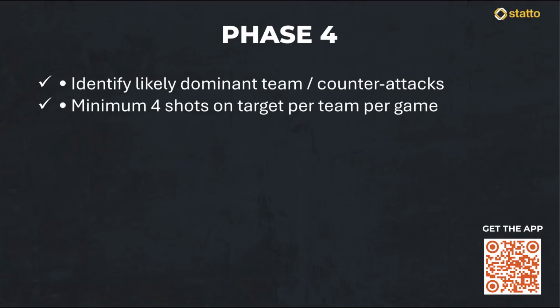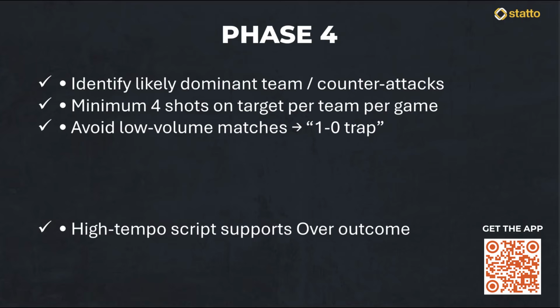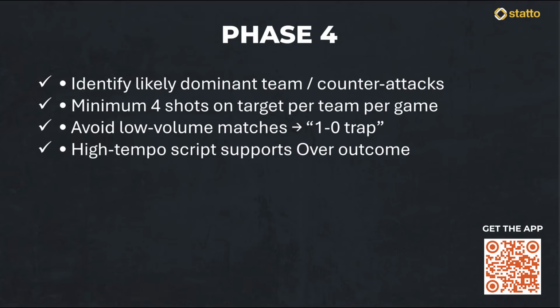This matters because even if one team is dominant, a single side can still land a 2-0 result on their own, which clears our over line perfectly. However, if you have 2 teams with very low shot volume, you are walking into a 1-0 trap where the game might have intensity but no actual output. We want to see a high-tempo script where the over is a byproduct of consistent pressure, not a lucky deflection.